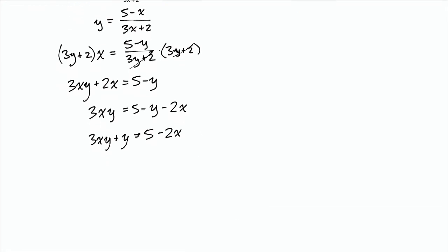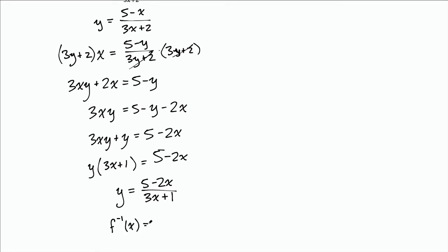Now the reason that's helpful is because I can now factor the y out. And we're left with 3x plus 1 there, minus 2x. All right, well, now to get y by itself, we just need to divide by the 3x plus 1. So y equals 5 minus 2x over 3x plus 1. And there is our inverse function, since we've got y by itself. F inverse of x equals 5 minus 2x over 3x plus 1.